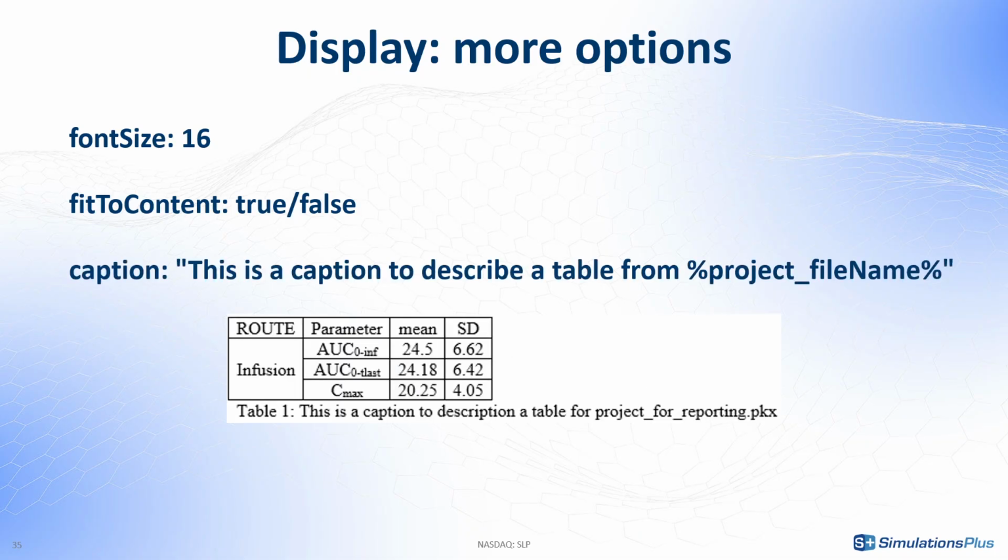There are additional 2 arguments for caption. One is to include a text that will be displayed in the table caption. Know that it can contain reporting keywords such as project file name. And the second argument is caption above true or false to place the caption above or below a table.